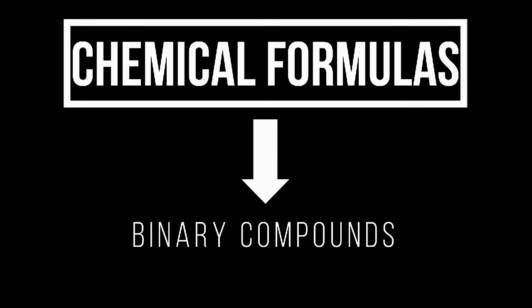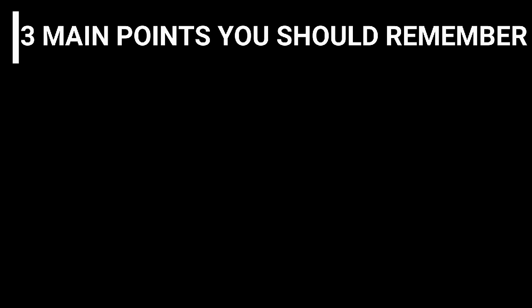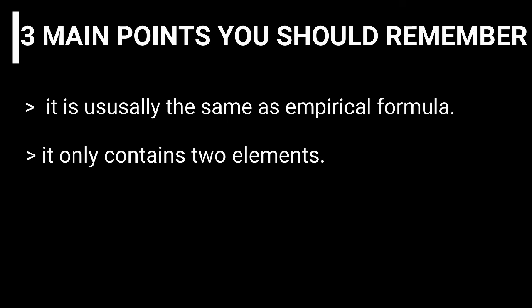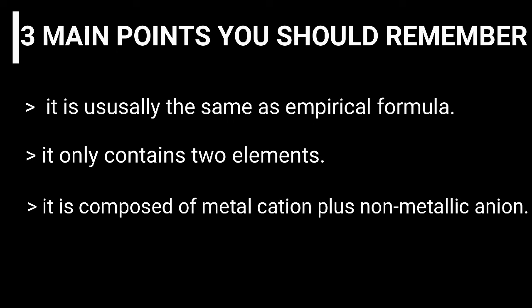And now, let's proceed to chemical formulas. Under this, there are binary compounds. There are only three main points that you should remember. The first one is that it is usually the same as the empirical formula. Number 2, it only contains two elements. Number 3, it is composed of a metal cation plus a non-metallic anion.